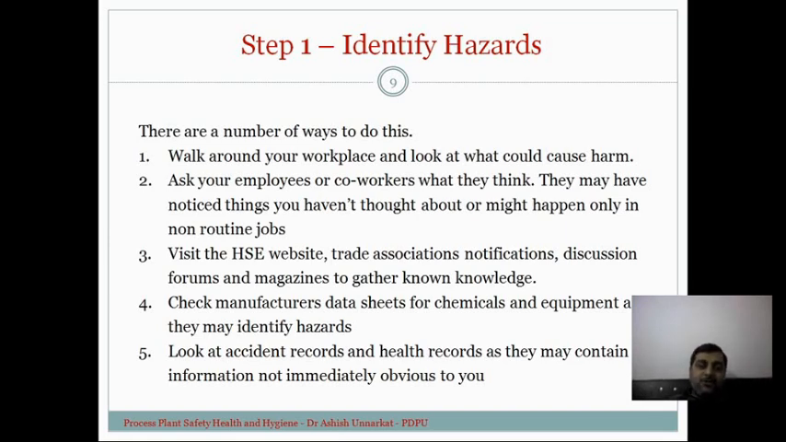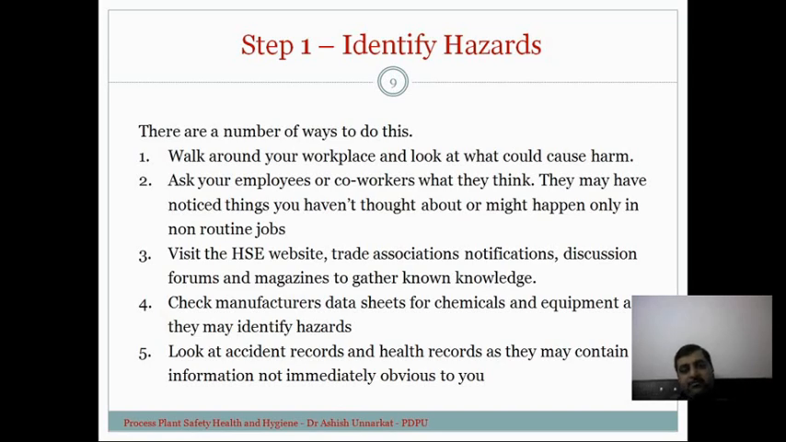apart from their routine job. If these are very regular sections like the dispatch section or any kind of transportation area, or gas filling sections, packaging sections, these are very well known sections and the hazards in this area are very well documented. So you can visit the HSE websites, trade association notifications, different magazines to gather the knowledge to identify the hazards in the very well known areas.